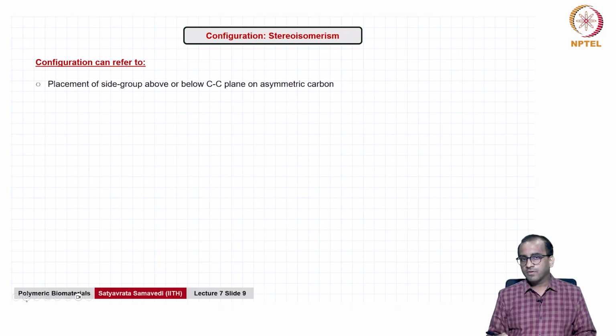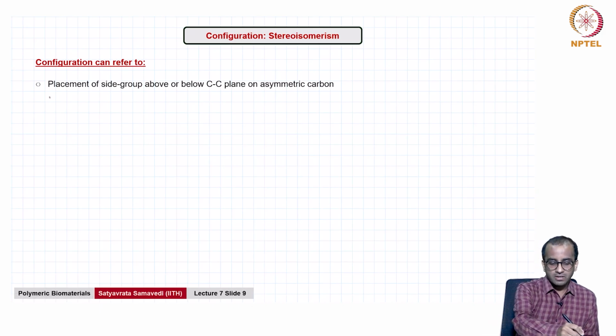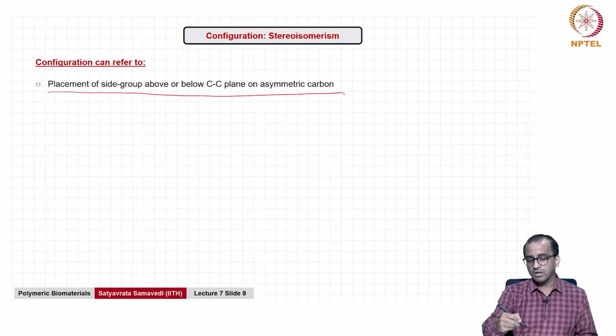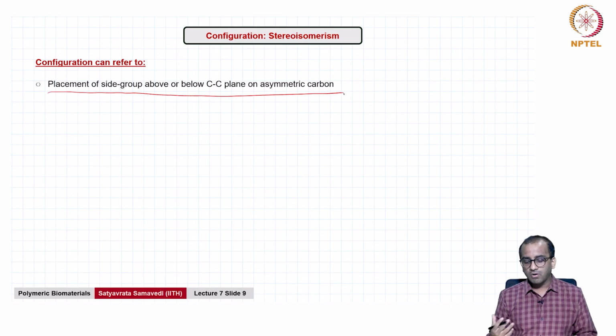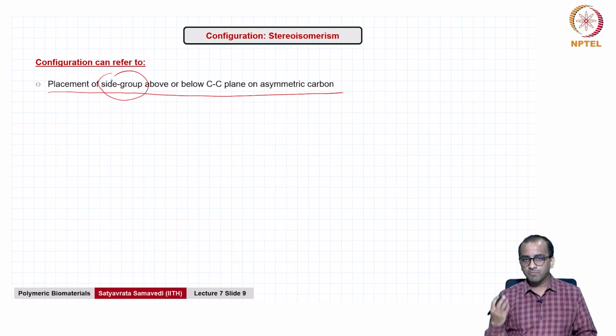Another version or manifestation of configuration is this idea called stereoisomerism, which now has to do with the placement of the side group that we saw earlier above or below the carbon-carbon plane on an asymmetric carbon. So, I have mentioned a bunch of different keywords there, we will look at them one by one. We have already looked at what a side group is, right. It is a group that sticks out from the backbone like a pendant group.